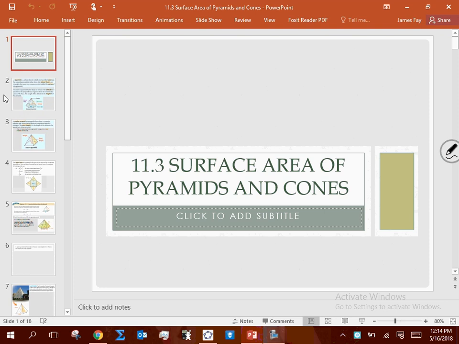Okay. So 11.3, surface area of pyramids and cones. Now, we talked prior about relationships between prisms and cylinders, and how a prism evolves into a cylinder, the more sides that we add to it. Same thing happens with pyramids and cones. So learning stuff about pyramids will help us eventually kind of evolve into learning something about cones.